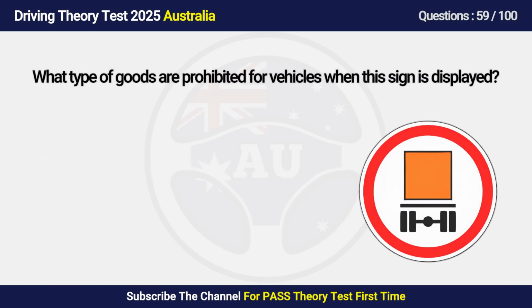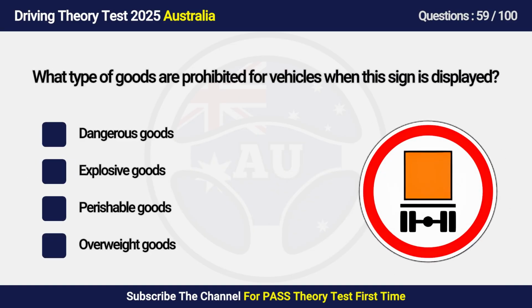Question 59. What type of goods are prohibited for vehicles when this sign is displayed? A, dangerous goods. B, explosive goods. C, perishable goods. D, overweight goods.